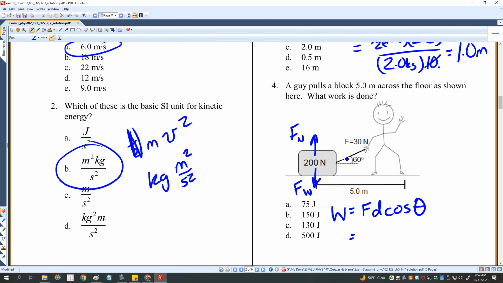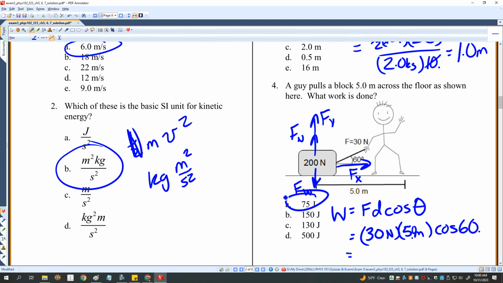That means the x component of this force. There is a y component, but it doesn't do any work. So that's going to be 30 newtons times the distance, which is 5 meters, times cosine of 60. 150 cosine of 60, 75 joules.